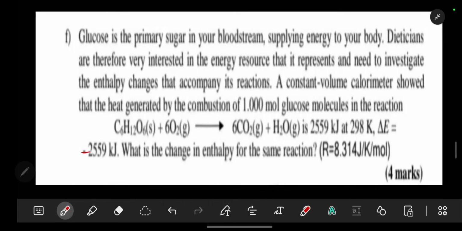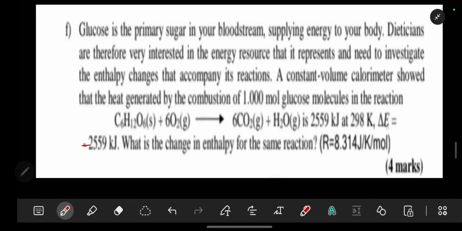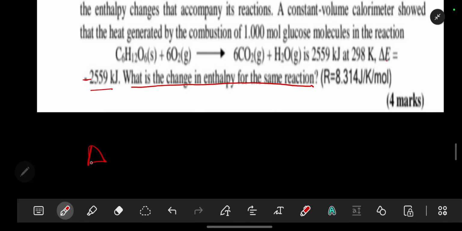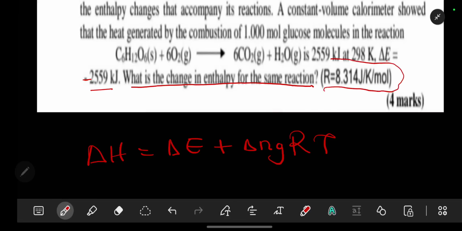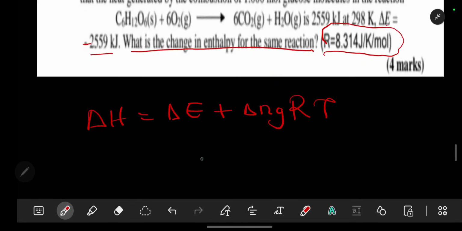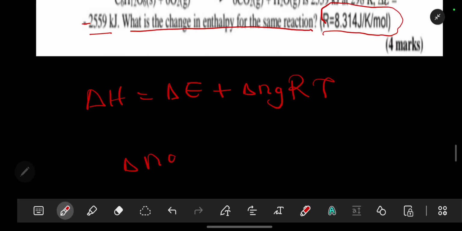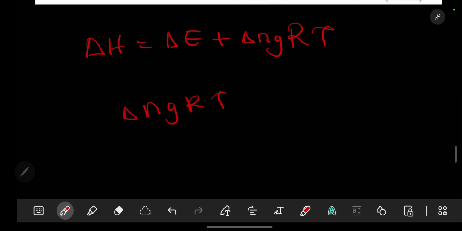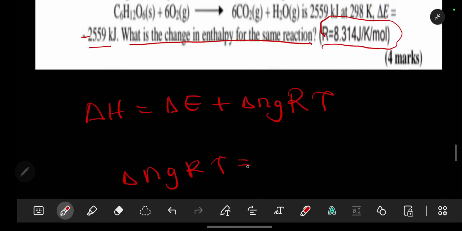So now we have this value, the change in internal energy is given as this, and we are asked what is the change in enthalpy for the same reaction. The formula we gave last time is: the change in enthalpy is equal to the change in internal energy plus the change in the number of moles of the gas times R times T. So R, you use this R. Let's find our change in n_g RT. For the change in the number of moles of the gas, you look at the products.